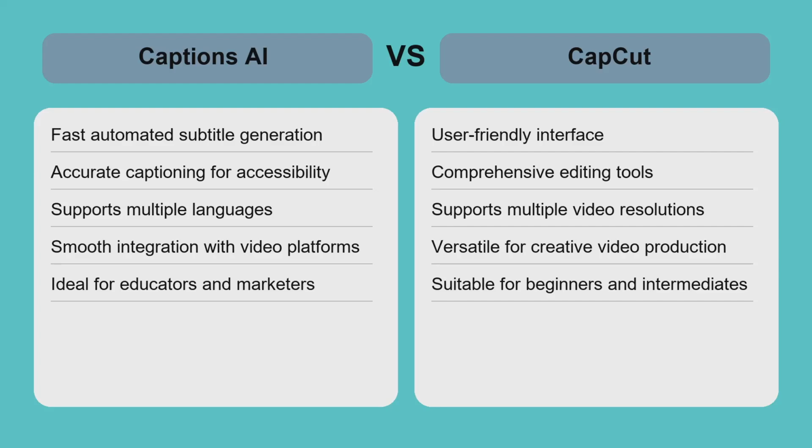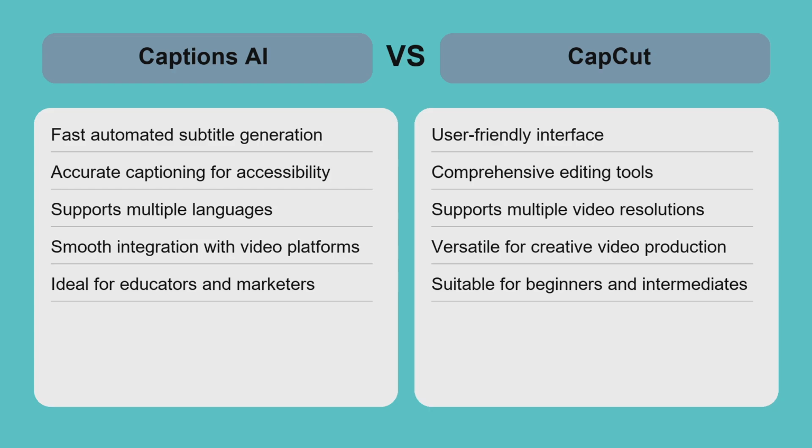When comparing Captions AI and CapCut, the key trade-off is between automated captioning and full video editing control. Captions AI excels in generating precise subtitles quickly, perfect for creators focused on accessibility and engagement without extensive editing. In contrast, CapCut offers a comprehensive editing environment that supports creative video production but requires manual captioning, which can slow down workflow. For example, educators needing fast, accurate captions for lectures will benefit from Captions AI, while social media influencers crafting dynamic videos with effects and music will prefer CapCut.